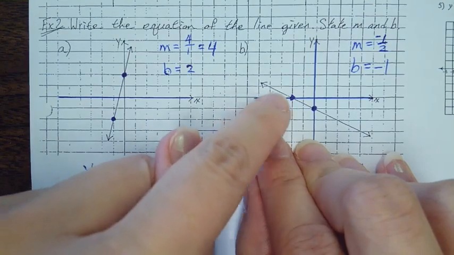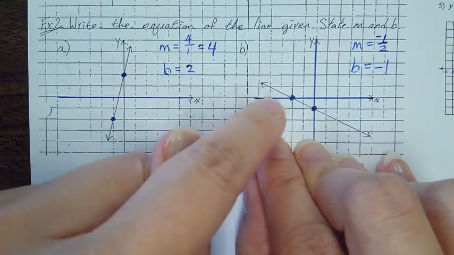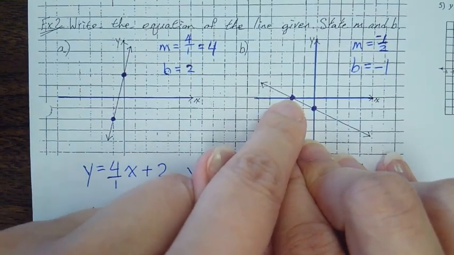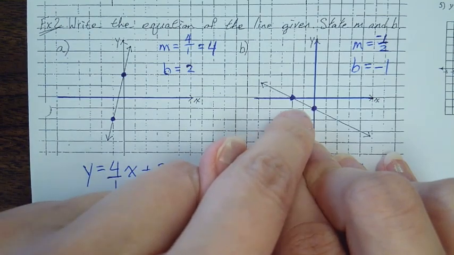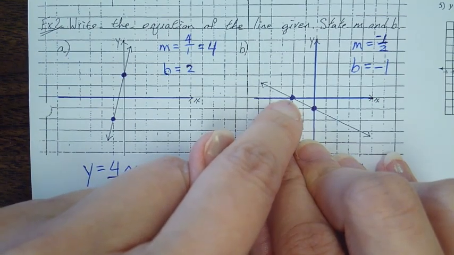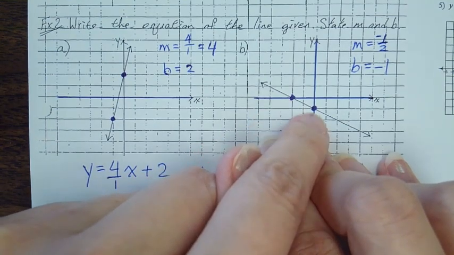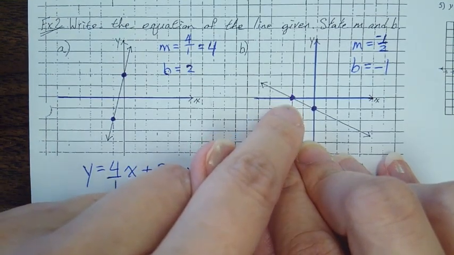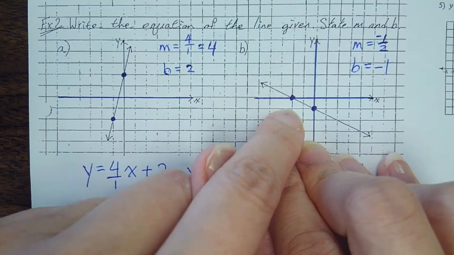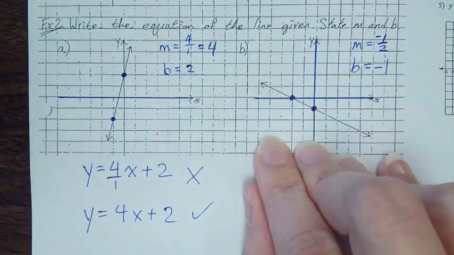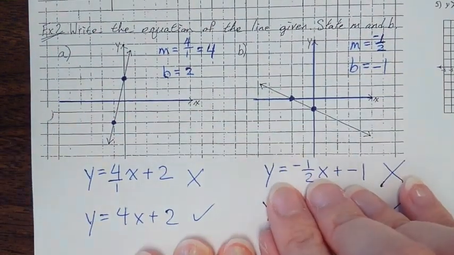So I actually chose this point. If this is called my y-intercept, what is this point called? Yeah, x-intercept. Right? So I chose this one and this one. So if I do the rise over run, my slope is -1/2. All right. And so I know what my m is. I know what my b is.